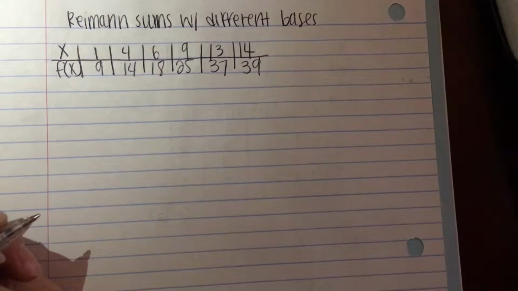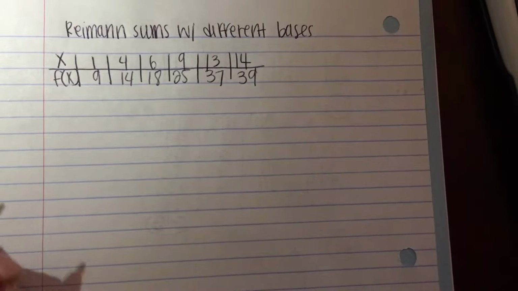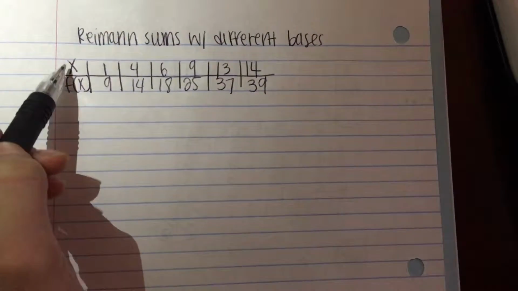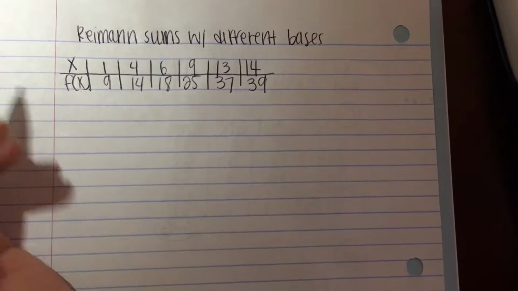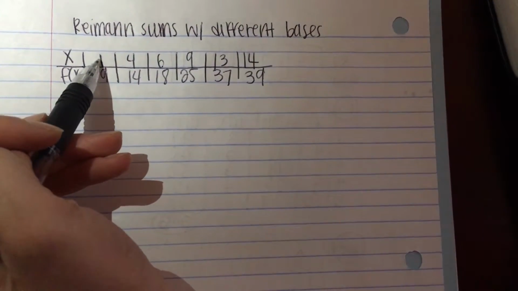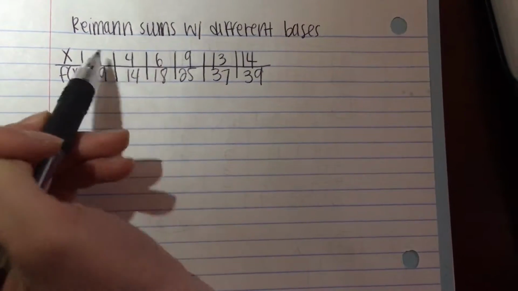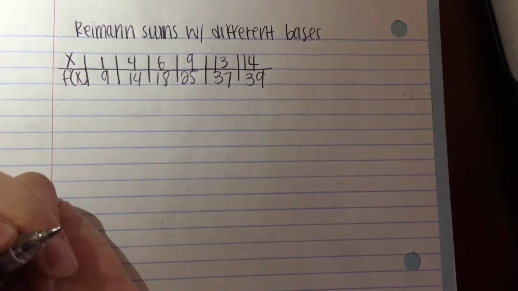Hey calculus nerds, I'm doing Riemann sums with different bases. To start out with, you're going to need a table of your x's and f of x's. To show that mine are different bases, I used 1 to 4, which is 3, and then 4 to 6, which is 2, so that already tells you that they have different bases.